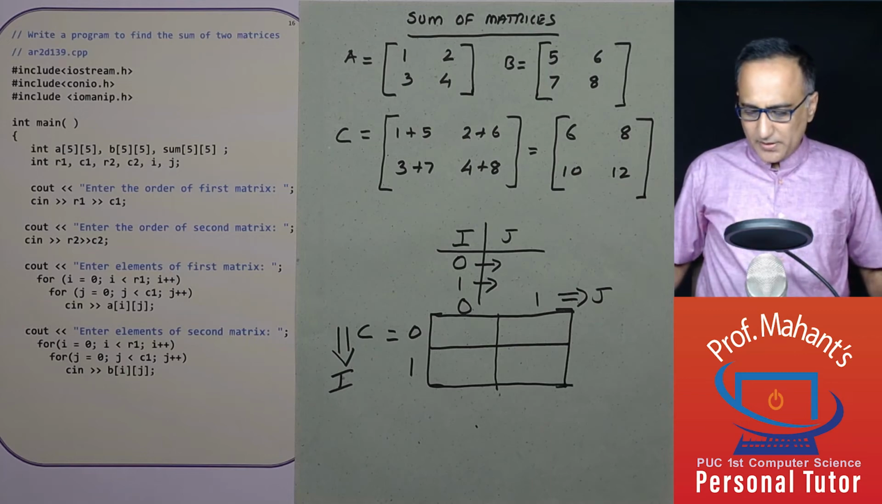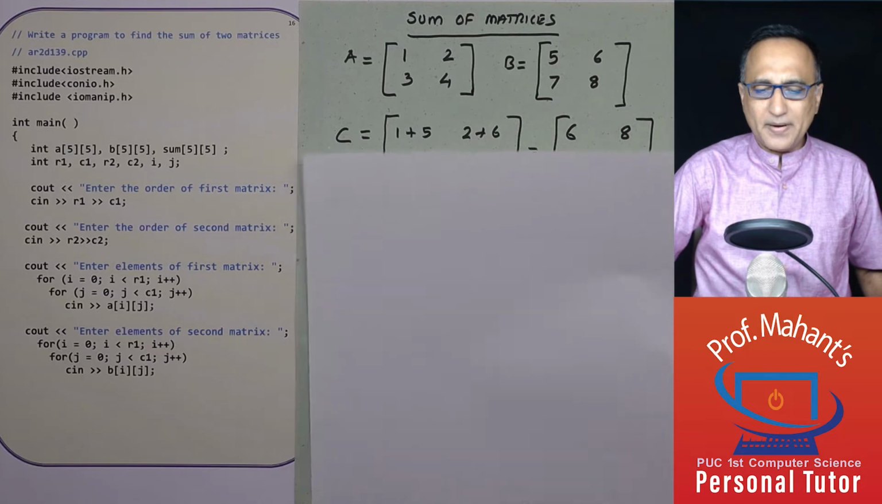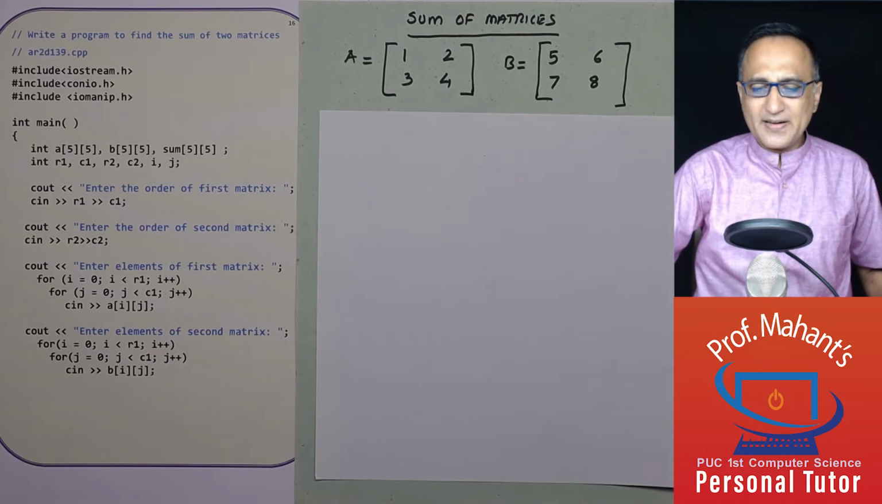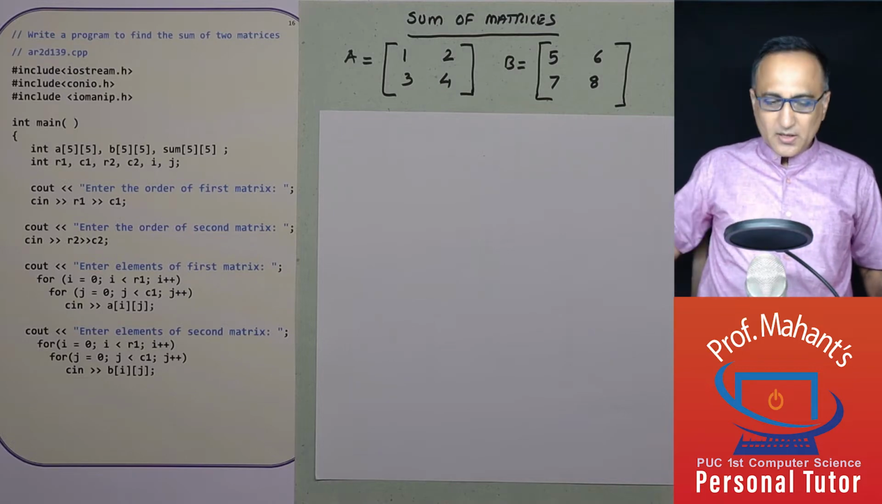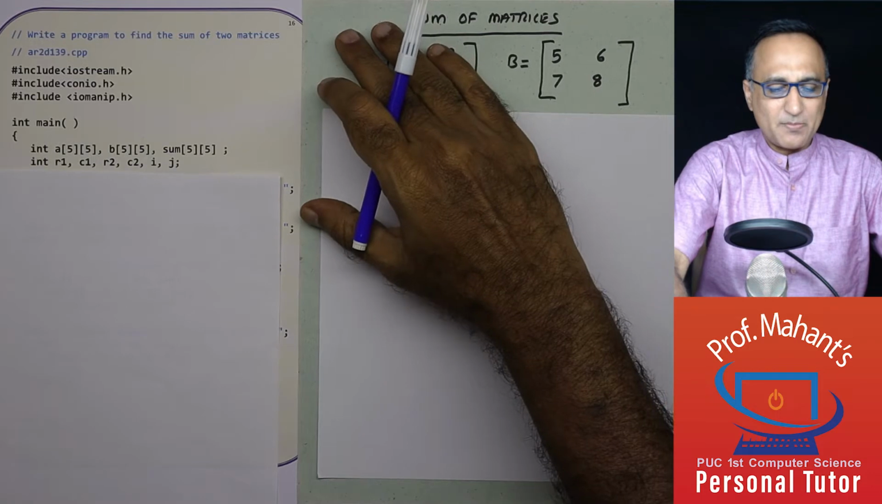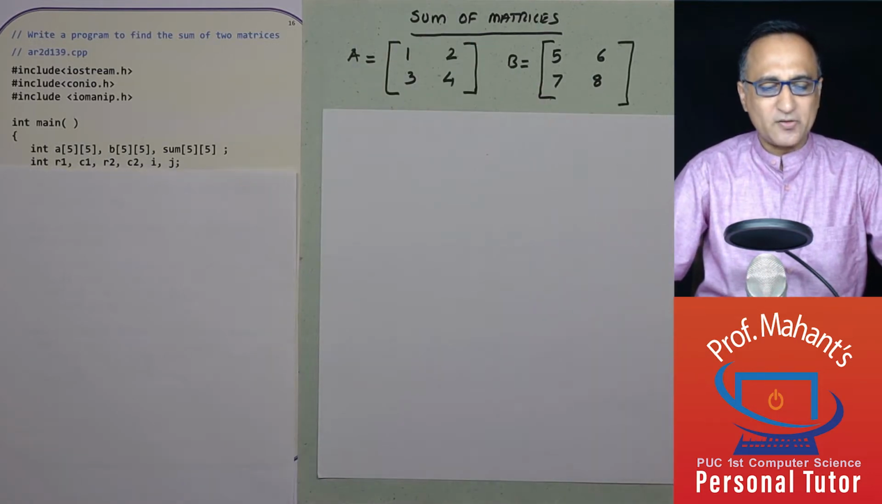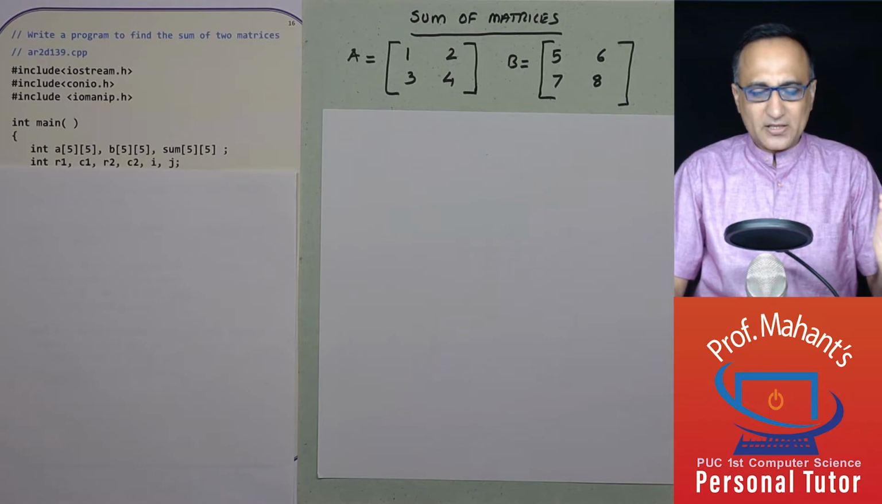We shall now take a look at a problem where we are going to find the sum of two matrices. In order to find the sum of two matrices, one condition is a must. Both the matrices must have the same number of rows and the same number of columns. Otherwise, you cannot add those two matrices.